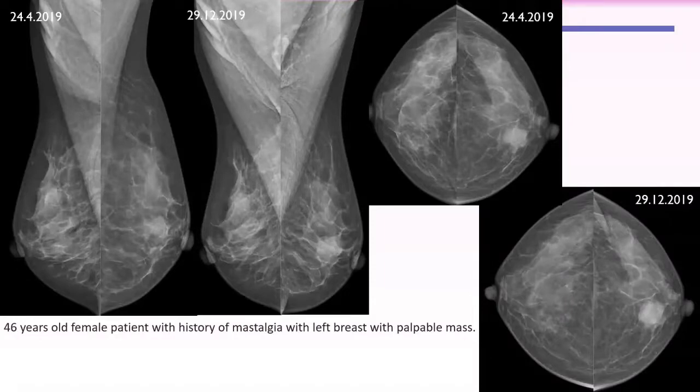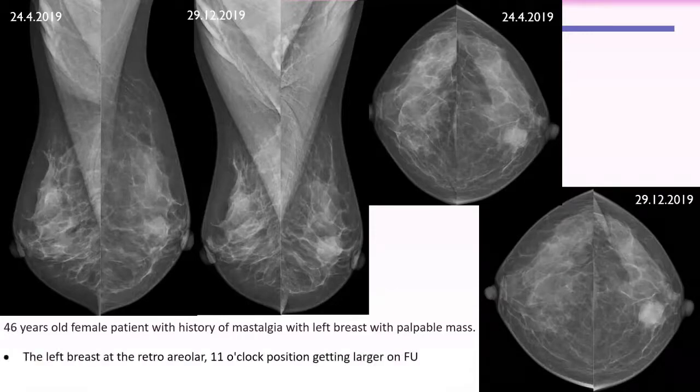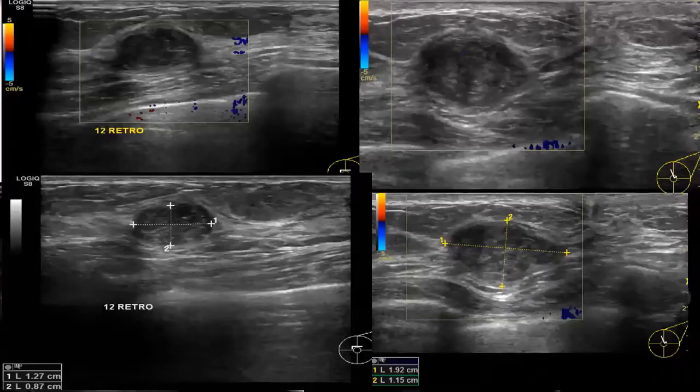The follow-up after 8 months may demonstrate enlargement of that lesion. Ultrasound also, following the mammography, demonstrates some increase in the original mass, about the 11, 12 o'clock position of the left breast. And furthermore, the borders become more indistinct than previously, which necessitated a biopsy.